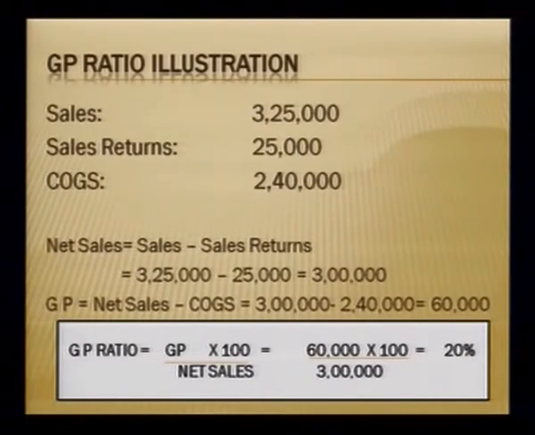So this 20% is the gross profit for the business in comparison to the total sales made by them. It's very simple to say that if the total sales is 100 rupees, out of that 20 rupees is the gross profit. Now this gross profit works as a base to cover the rest of the expenses which are going to be incurred in the business.